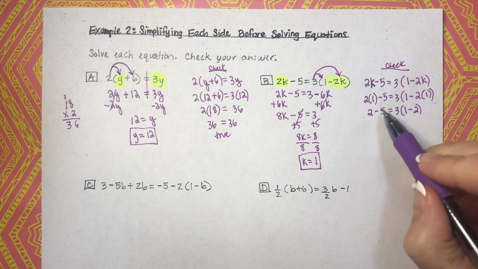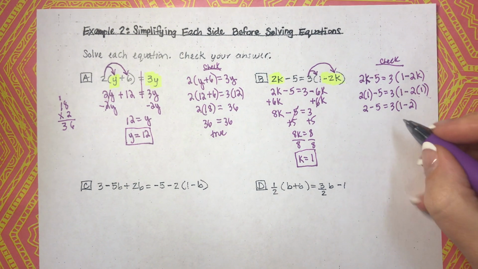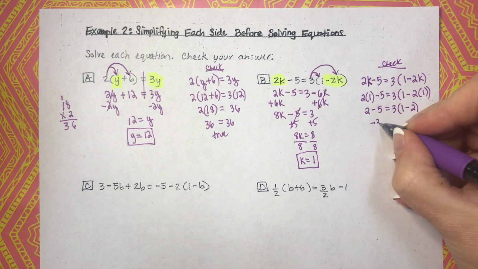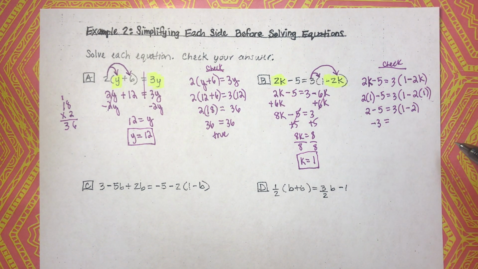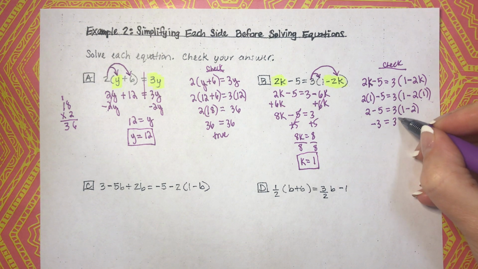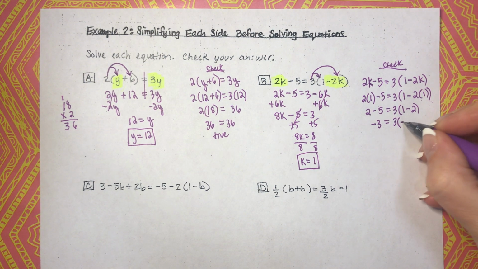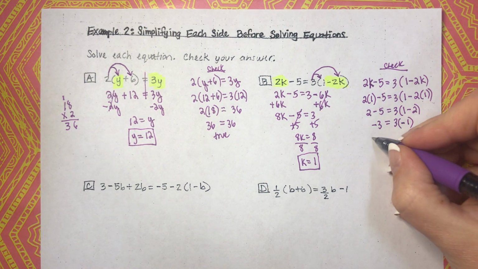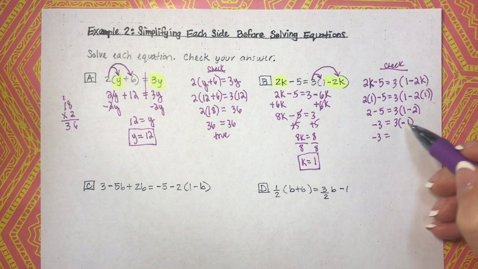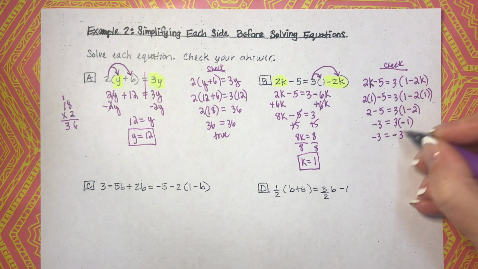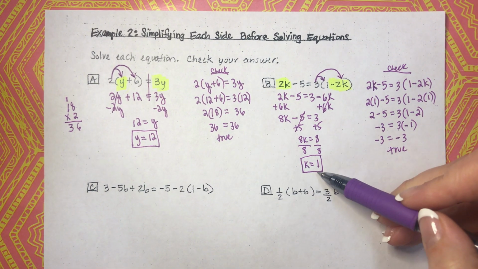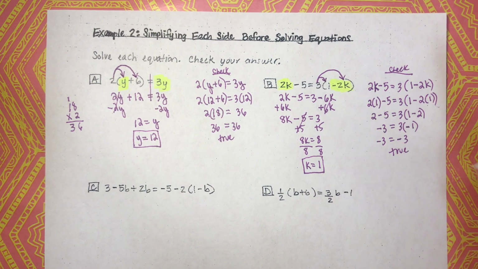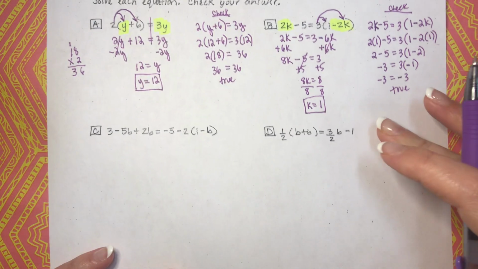All right, back to this side. 2 minus 5, that is negative 3 equals, over here, order of operations, we have to do that parenthesis first. 3 times 1 minus 2 is a negative 1. And then finally, 3 times negative 1 is negative 3. That is a true statement, which means our answer, k equals 1, is a solution to the original equation.